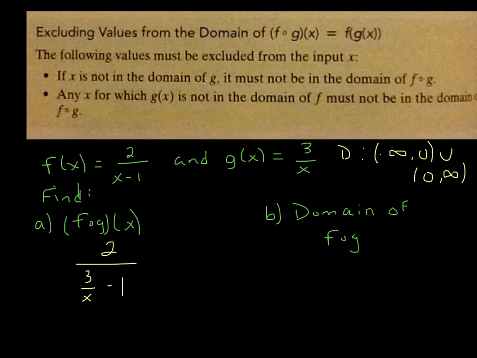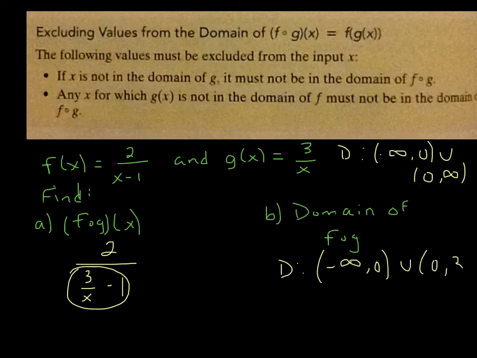Right? Well, what values am I going to have to leave out? Well, I have to leave out 0 because that wasn't in the domain of g. But also, I'm going to have to leave out whatever makes this whole denominator equal to 0, and that would be a 3. So my domain is going to be negative infinity to 0, union that with 0 to 3, and union that with 3 to infinity.